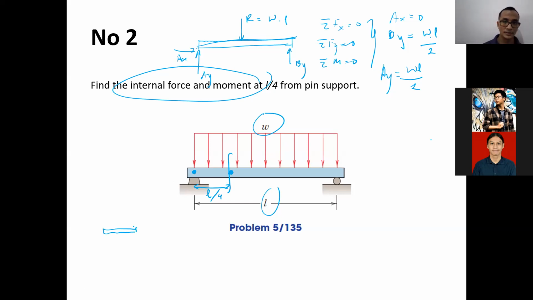So this is the left section. At A we have Ay and Ax. Ax is 0, so I will not draw it. Ay is WL per 2, going upwards. And then we also have the distributed force W, and the length here is L per 4. Besides that, we also have the internal force and moment. Don't forget about it.